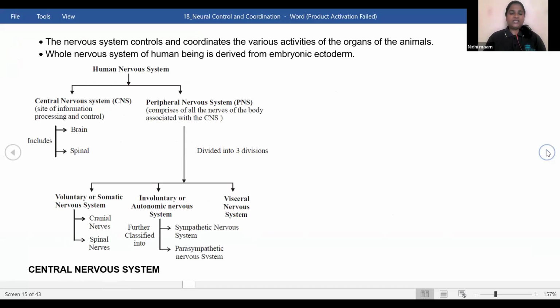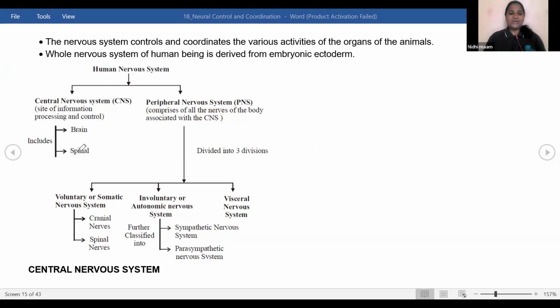So here you can see the flow chart, a beautiful flow chart. If you want, you can take a screenshot of it. The human nervous system is divided into central nervous system and peripheral nervous system. In the central nervous system the information is processed and controlled, whereas the peripheral nervous system comprises all the nerves of the body which are associated with the CNS, that is the central nervous system.